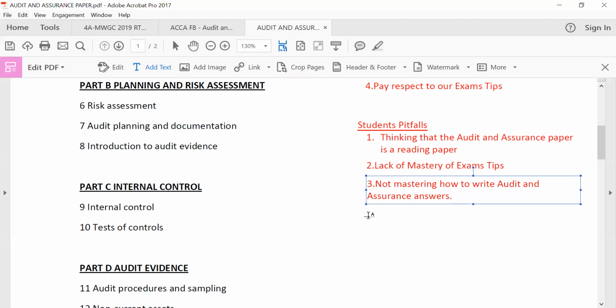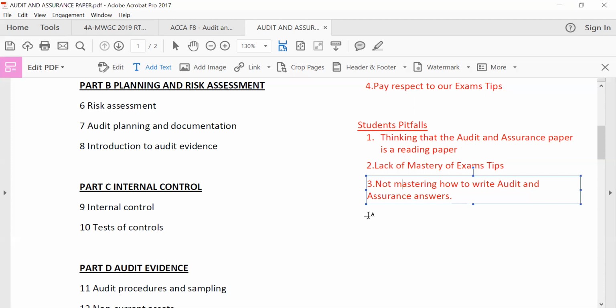So if a student writes an answer where the point exists and there's no explanation, that student is scored zero. Even in the case of writing audit procedures, we should see you talk about the procedure you want to perform and why you want to perform that procedure. If you just state, check bank reconciliation, and you are not telling us why you want to check the bank reconciliation, we score you zero.